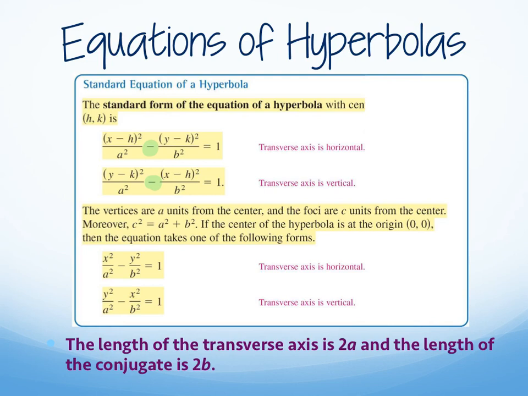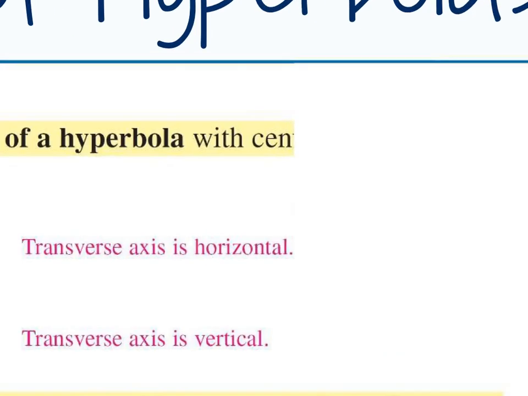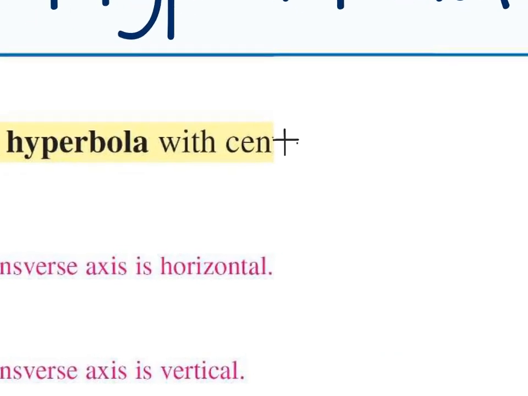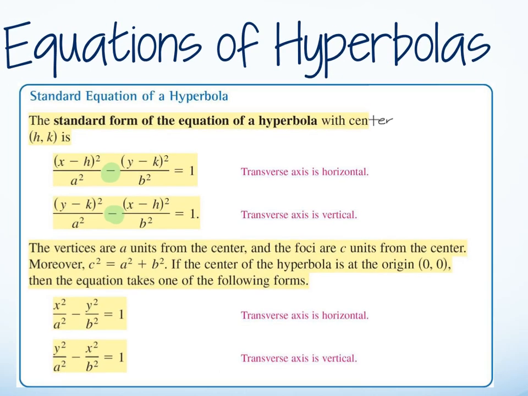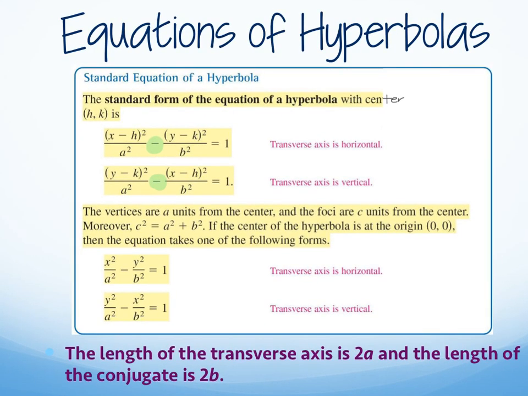Okay, so the top ones are if the center is not at 0, 0. And the bottom one is if the center is at 0, 0. So the H still always goes with the X. The K still always goes with the Y. The difference is that A squared always comes first.